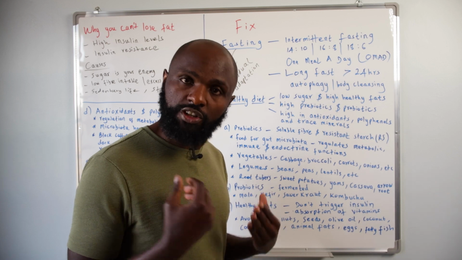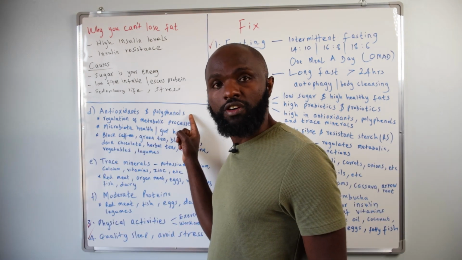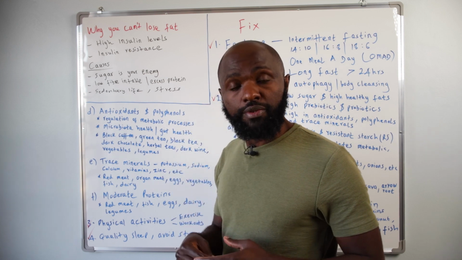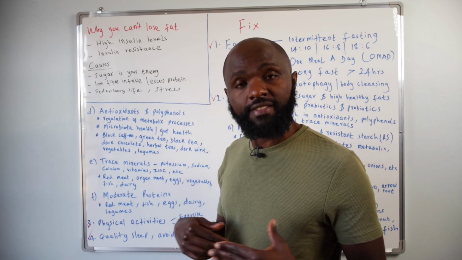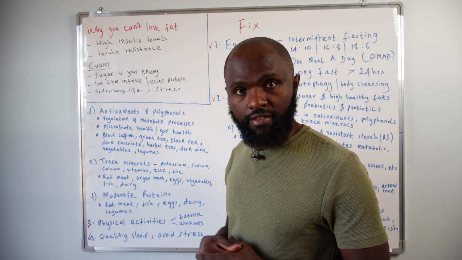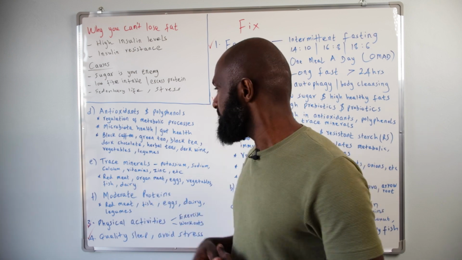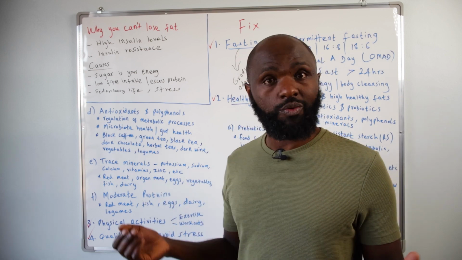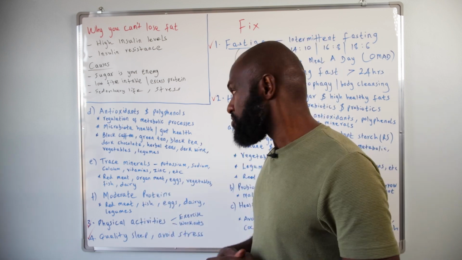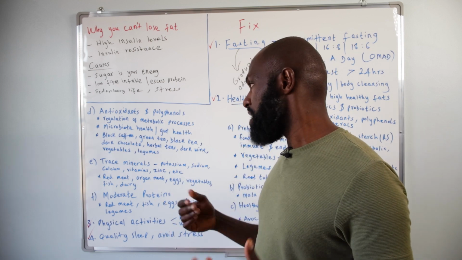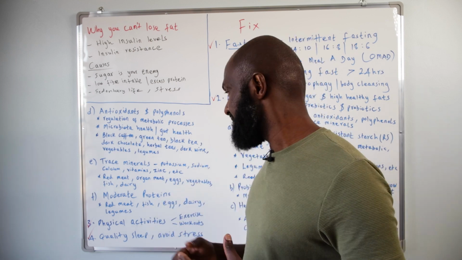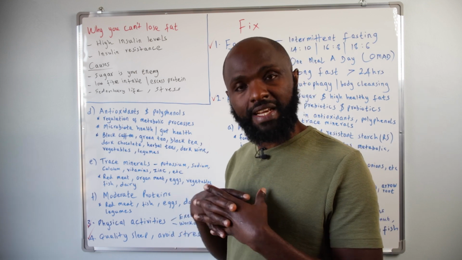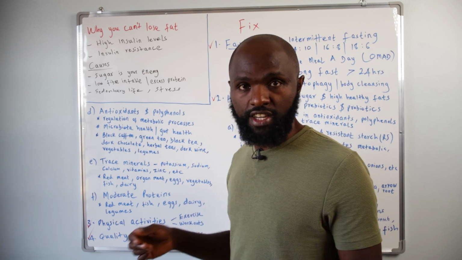They cause inflammation. A healthy diet should contain high amounts of antioxidants and polyphenols. These help in improving cell metabolism and gut health. These include black coffee, green tea, black tea, dark chocolate, herbal teas, dark wine, vegetables, legumes, and trace minerals such as potassium, sodium, calcium, vitamins, zinc. All these are critical for cellular metabolism to happen efficiently.